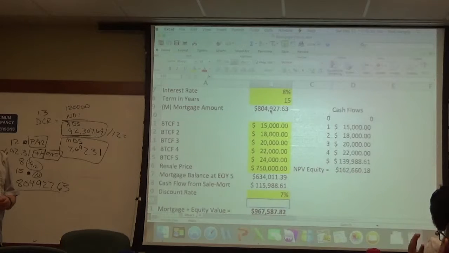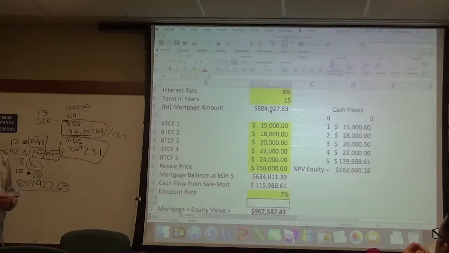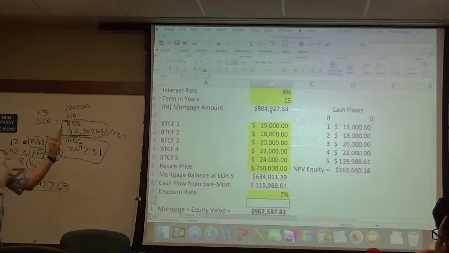Okay? How accurate is that? Much more accurate than the cap rate, because you're taking into account what the actual expenses and income and the cost of debt would be.